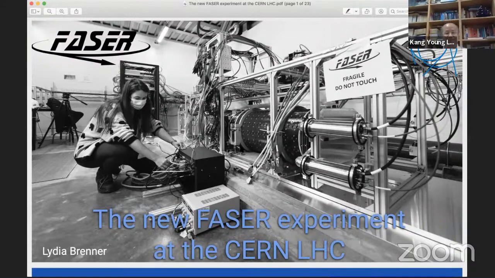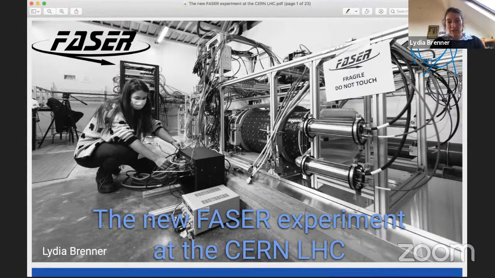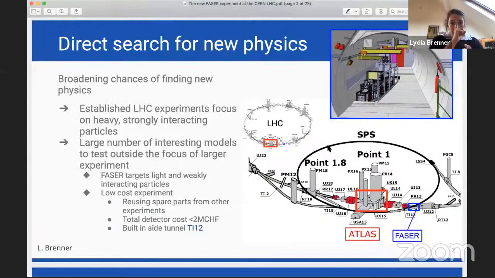Please start. Okay, great. Right, so I will talk to you about the new FASER experiment at the LHC at CERN. So this is a new experiment, which is a direct search for new physics. So the idea is to broaden the chances of finding new physics.